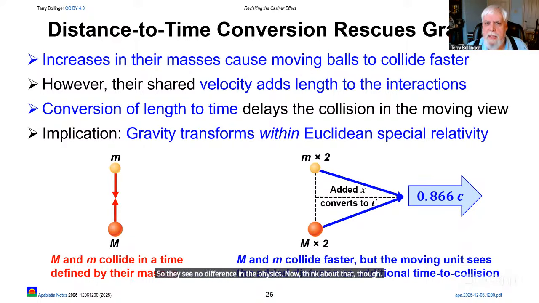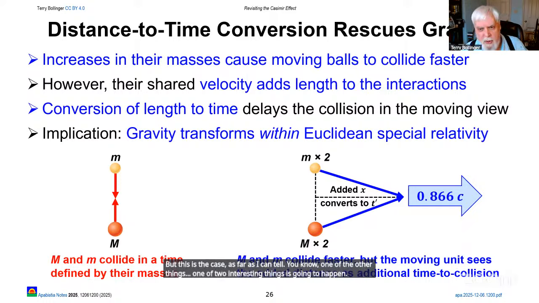It means that gravity converts within the Lorentz transformations, which is intriguing because we think gravity is kind of like being kind of larger than special relativity. But this is the case as far as I can tell. And one or two interesting things is going to happen. Either gravity converts within the Lorentz transforms or it doesn't.